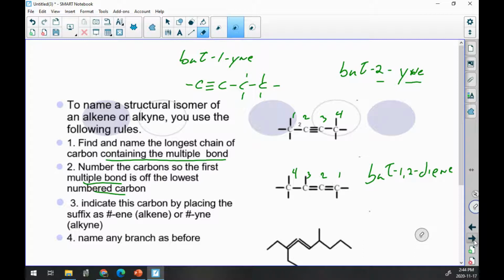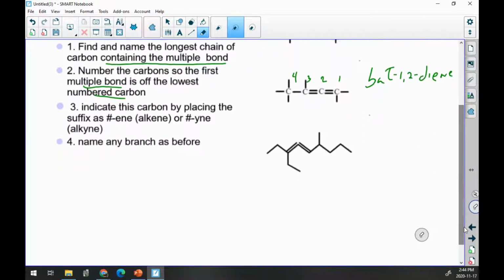Now, if we throw branches into the works, well, we do just like we did before. Our parent chain. Okay, so that's a 9, non-ene. We again have 2 double bonds, so diene, and 3,4, non-3,4-diene.